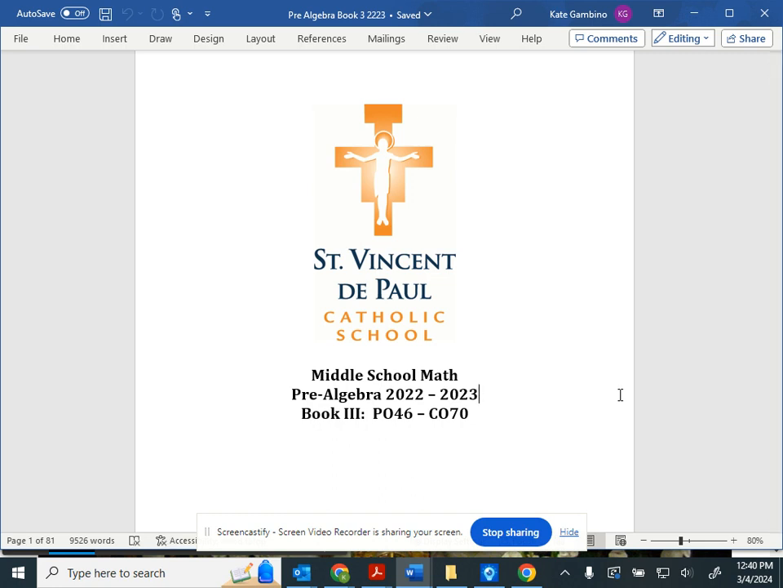We are starting binder number 3 today, book 3, and we can see it's PO46 all the way to CO70. This is our final binder of the year. So we really need to pay attention, make sure that we are understanding all of the concepts, that we are ready for algebra next year.